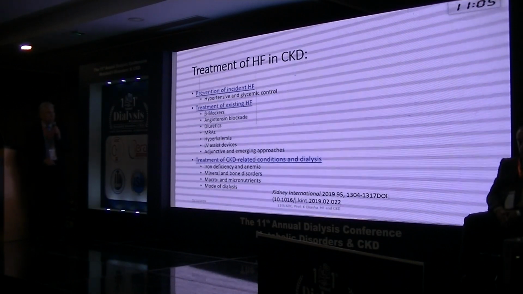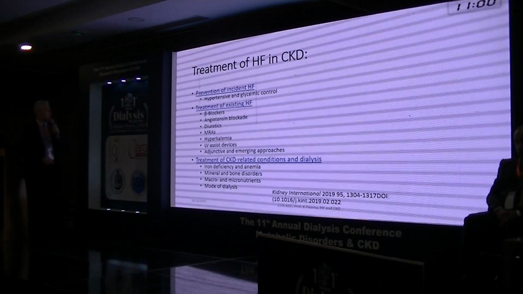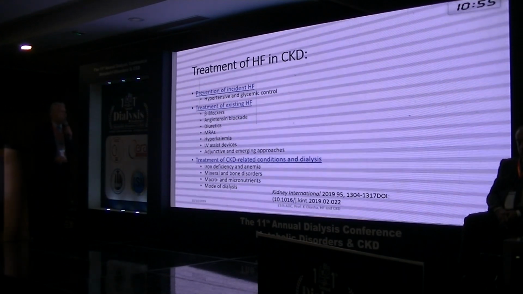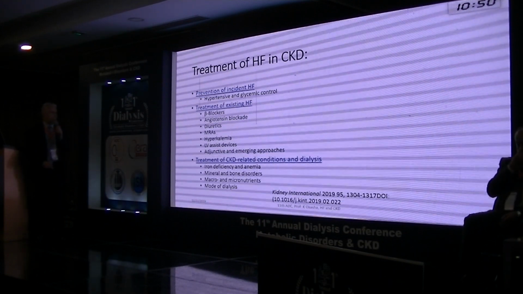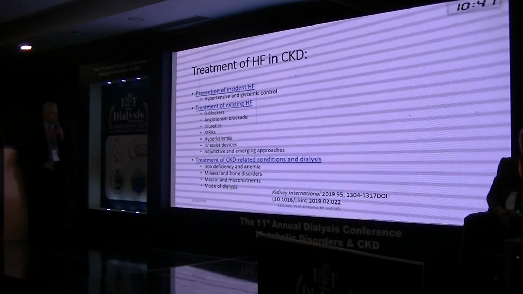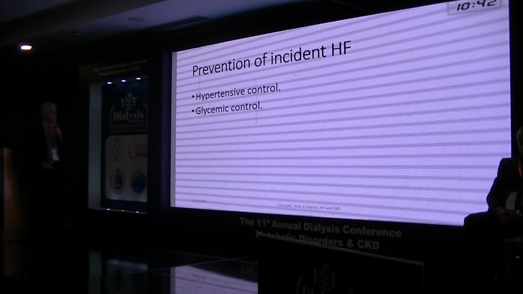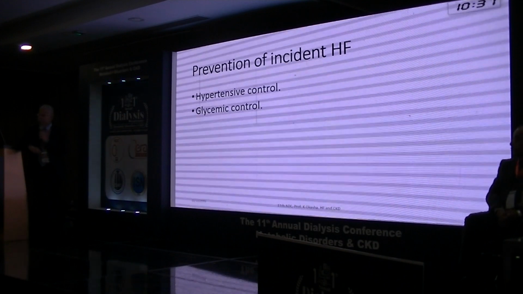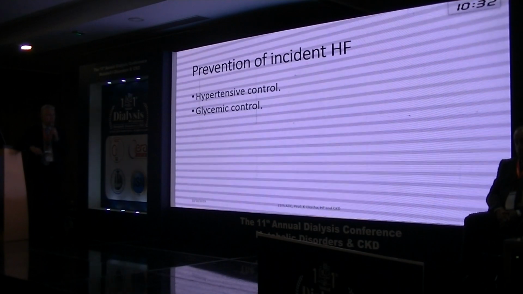And now I'm going to jump very quickly through the treatment of heart failure among chronic kidney disease patients. The aim is to prevent the incidence of heart failure and to treat the existing heart failure, and also to treat chronic kidney disease related conditions from dialysis, for example, iron deficiency and other measures. Very briefly, we'll go through the very important issues in patients with chronic kidney disease and their relation to heart failure: hypertensive control and glycemic control.